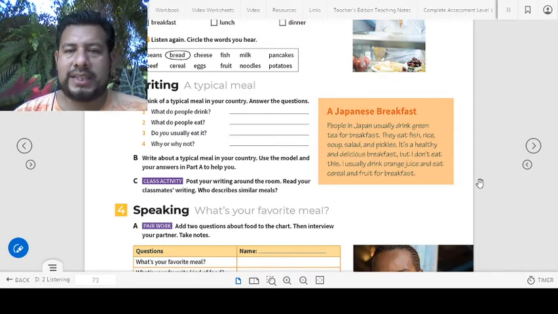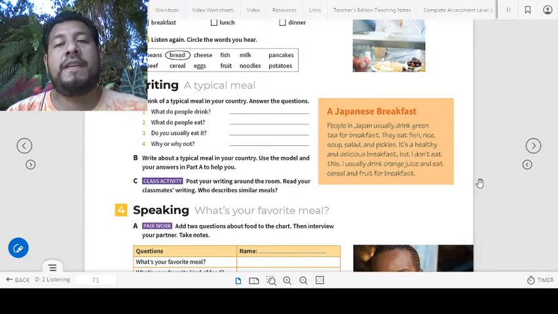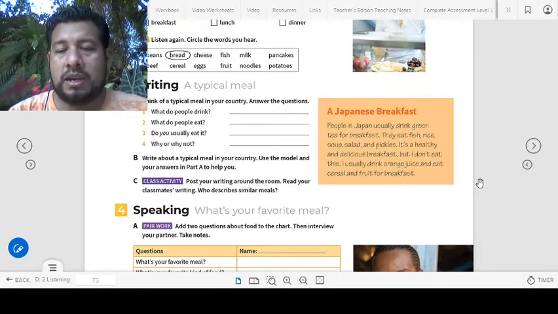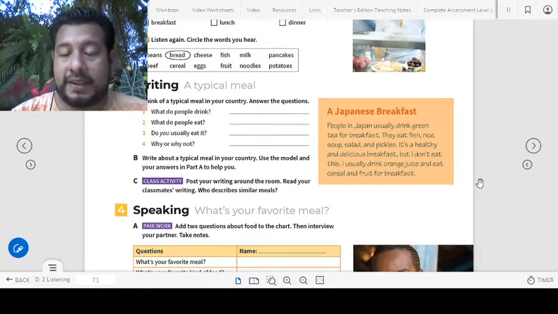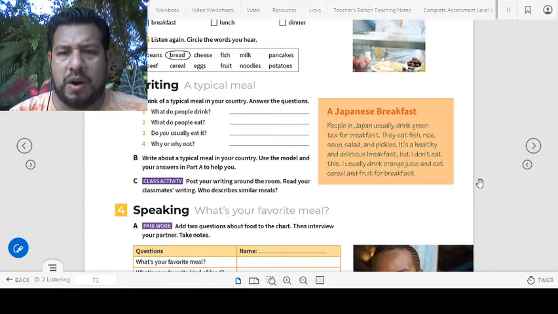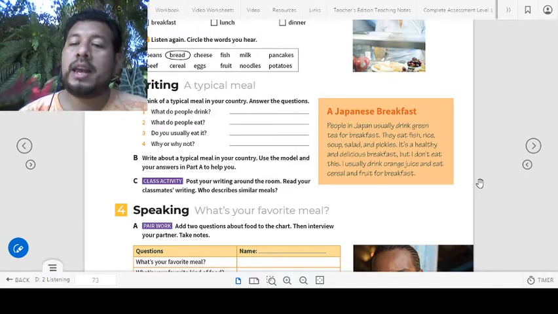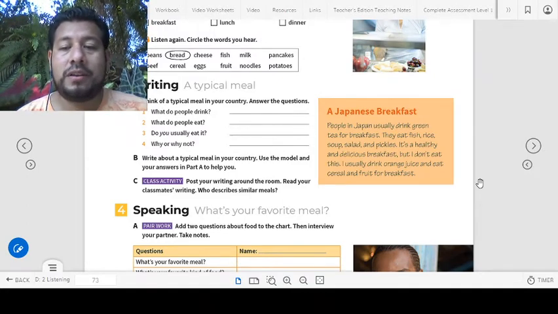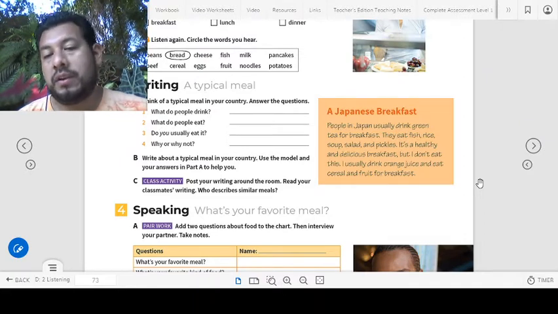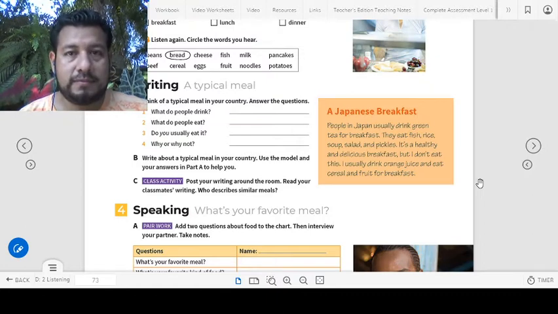There's a text as an example. Japanese breakfast. People in Japan usually drink green tea for breakfast. They eat fish, rice, soup, salad, and pickles, pepinillos, pickles. It's a healthy and delicious breakfast, but I don't eat this. I usually drink orange juice and eat cereal and fruit for breakfast.